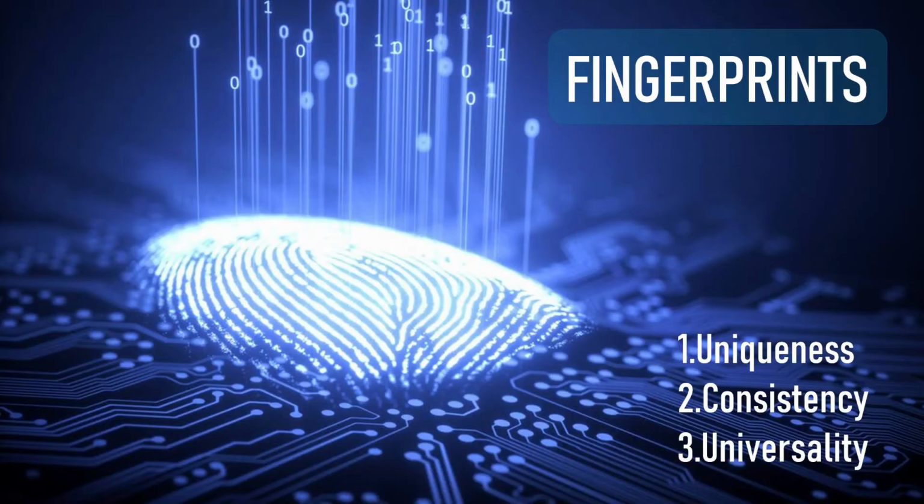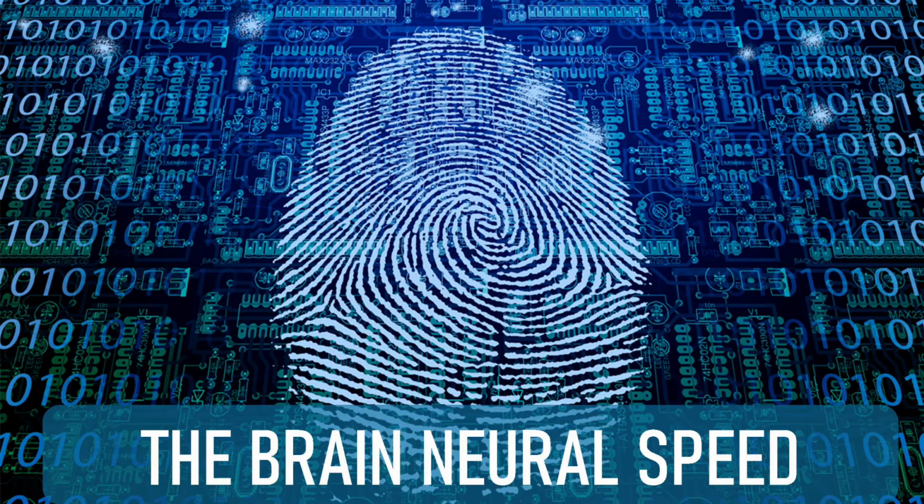We understand now that fingerprints are unique, they are consistent, and they are a universal phenomenon. So for understanding our fingerprints, the first point that we need to look into is our speed: how fast our brain is, or how slow the brain is. There is no right or wrong answer in this analysis. It is only about understanding who you are.